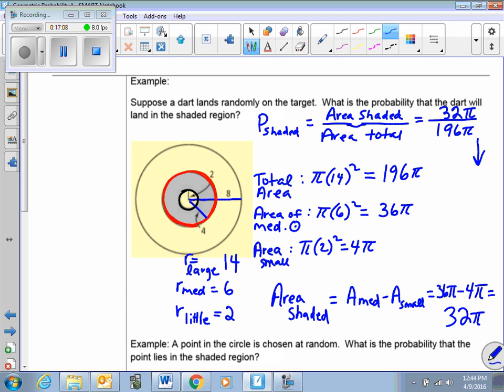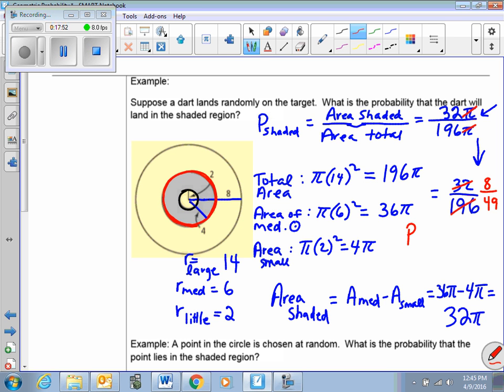So the probability, I've got to simplify this fraction here, guys, right? I know the pi's are going to cancel. No pi's. They're going bye-bye. So what I've got to simplify is 32 over 196. And I think the largest number that will go into both of these is, let's see, 4. If I divide 4 into 32, I get 8. If I divide 4 into 196, I get 49. So there's my probability right there. I'll leave it in red.